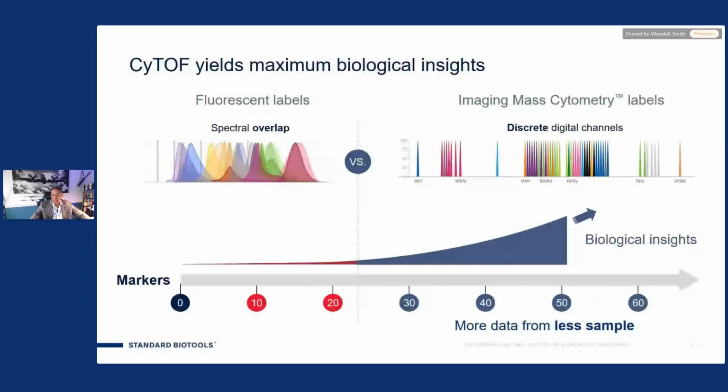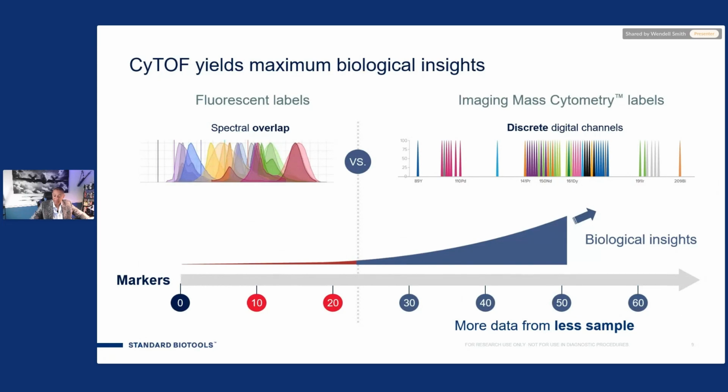Now, I'm going to spend a little time talking about what distinguishes us from everyone else. We're antibody-based technology, and we use metals that are tagged to antibodies instead of fluorophores. Now, fluorophores have been around for a long time. I'm not going to discount fluorophores. I, in fact, did a lot of use on microscopes and use of fluorophores in flow cytometry.